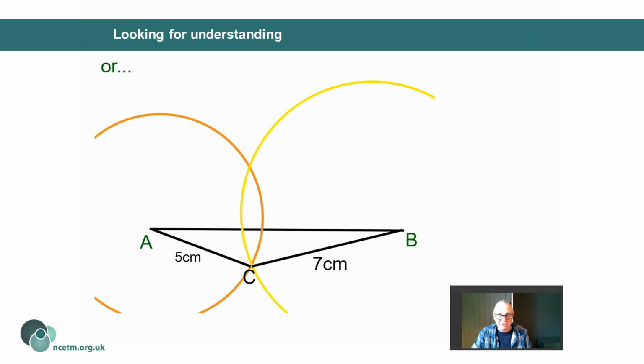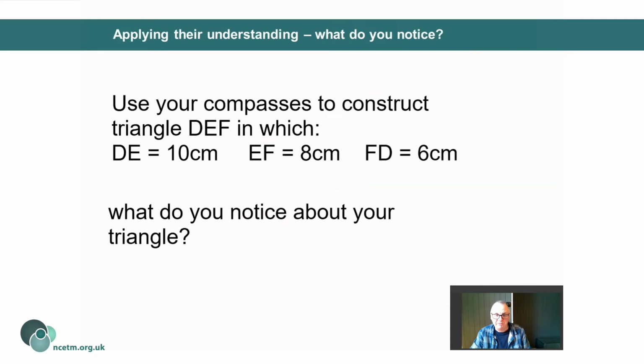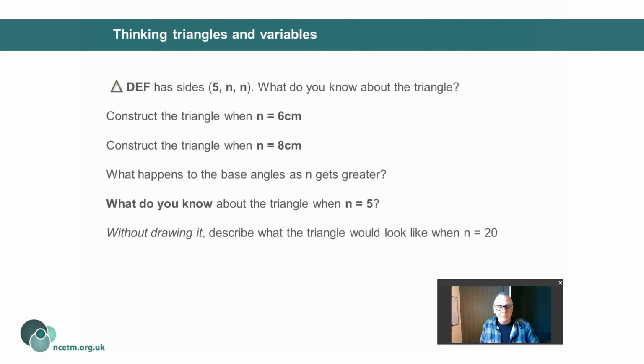Once they've got that good understanding of how their compass is going to help them locate the point, then we can start giving them further questions to do, such as this one, which of course 6, 8, 10 is an enlargement of the 3, 4, 5 triangle, so that's going to give them a right angle triangle for them to notice. And now we can start to introduce variables to our triangles.